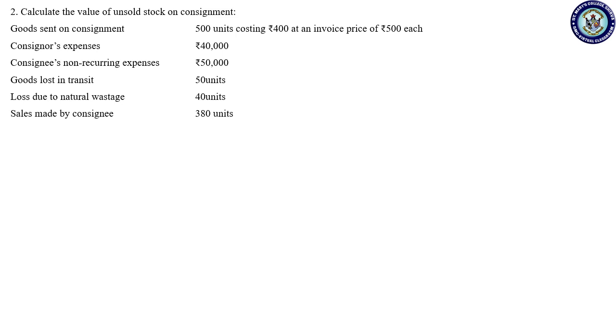So you have to calculate abnormal loss, then you have to calculate closing stock, and then you have to go for the ledger accounts. Now in this problem, there is goods in transit, right? So you have to calculate, goods lost in transit means it is abnormal loss. You have to calculate abnormal loss. Now you just see the format of abnormal loss.